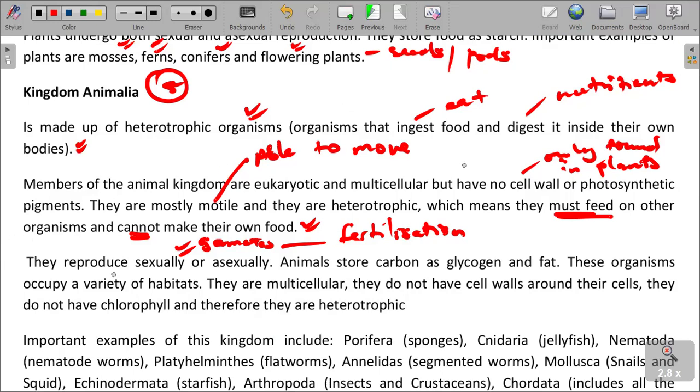These organisms occupy a variety of habitats. I'm sure we know that animals live in various habitats. They live on land. They live also in water, and they can also live in deserts. These are various places and habitats where we can find animals. They are multicellular. They do not have cell walls around their cells. They do not have chlorophyll. We have also mentioned that therefore they are heterotrophic.